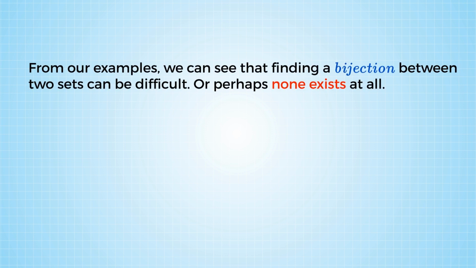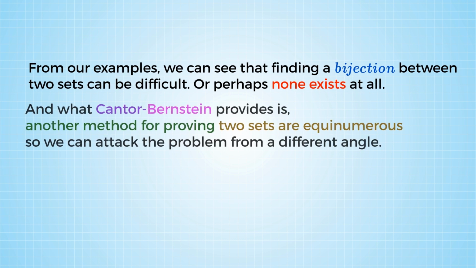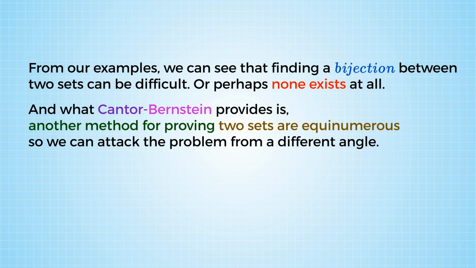From our examples, we can see that finding a bijection between two sets can be difficult, or perhaps there is no bijection at all. But what the Cantor-Bernstein Theorem provides is another method for proving two sets are equinumerous, so we can try attacking the problem from a different angle.